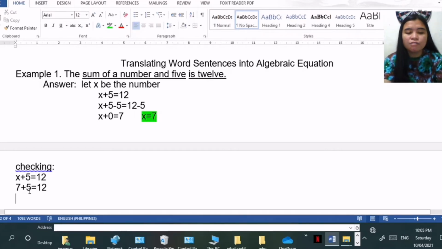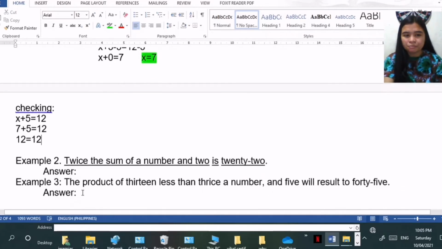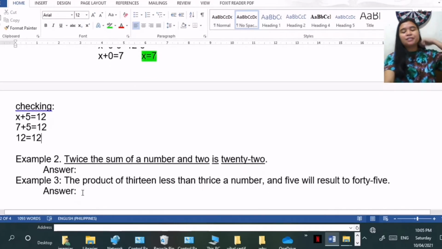And then, 7 plus 5. Ano yung sagot ng 7 plus 5? That is 12. And then, copy equal, and then 12. So, 12 is equal to 12. Therefore, our answer is correct. The value of x is 7. Tama yung nakuha natin. So, pwede po kayong mag-checking. Okay po? Okay, let's try another example.